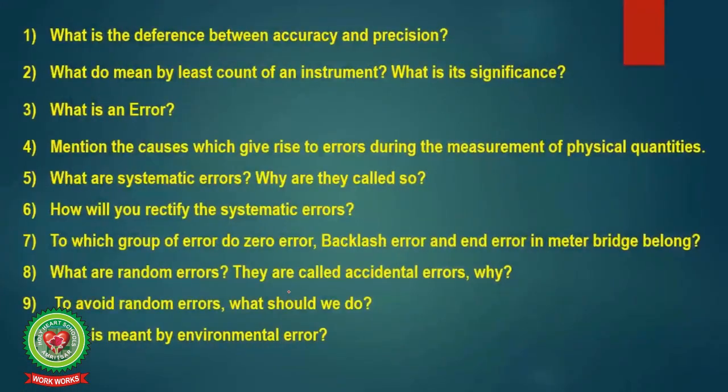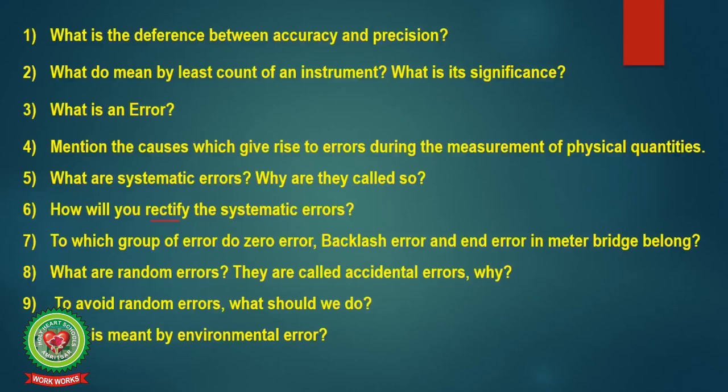Now you are able to answer all these questions. Number 1, what is the difference between accuracy and precision? Question number 2, what do you mean by least count of an instrument? What is its significance? Question number 3, what is an error? Question number 4, mention the causes which give rise to error during measurement of physical quantities. Question number 5, what are systematic errors and why are they called so? Question number 6, how will you rectify the systematic error? Rectify means remove or avoid.